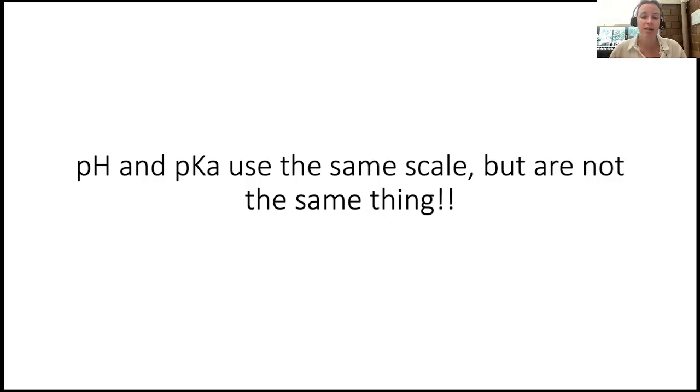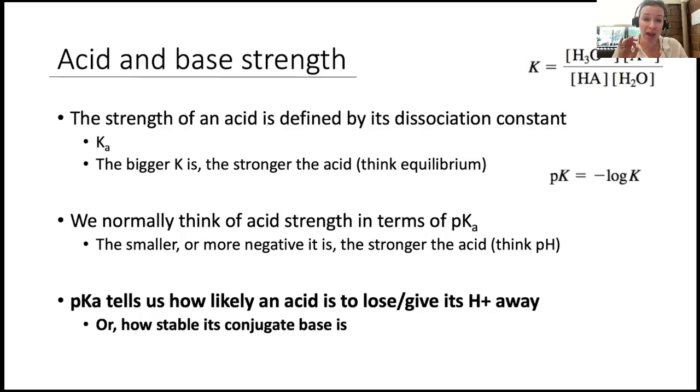Now we also need to discuss pKa, but I want us to keep in mind, folks, pH and pKa, while they use the same scale, they are not the same thing. pKa has everything to do with how strong an acid or a base is. On the screen, you can see my pictures covering up this equation. Don't worry too much. We're not going to focus on the equation in this class. We're going to try to understand conceptually what pKa is.